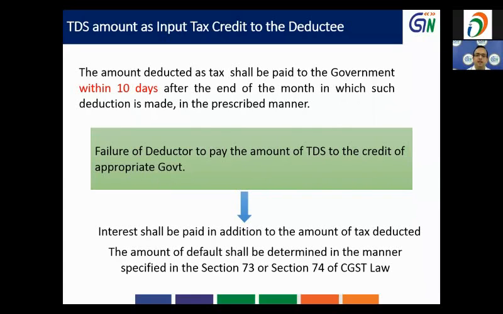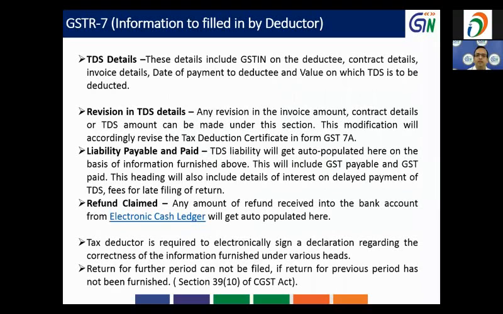And if the amount of default will be determined under section 73 or 74 of the CGST law, which will also be covered later on. So these are the information which a deductor will be required to file on this.